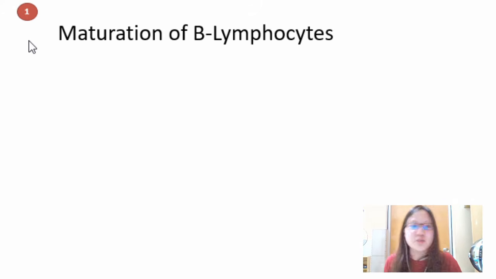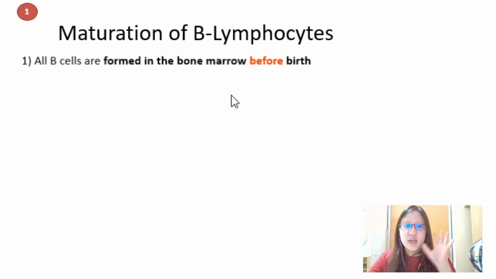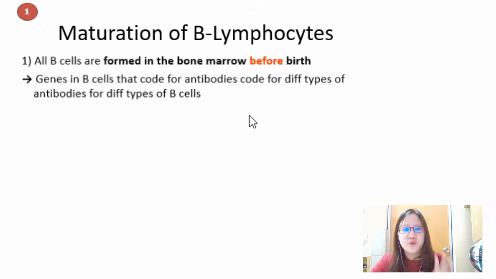So let's talk about it in more detail. Let's go. Maturation of B lymphocytes. Now again, all cells are formed in bone marrow before birth. It was formed in your bone marrow before you were born. What happens there? There are millions of types, right? So you expect that genes in B cells code for different types of antibodies for different types of B cells.